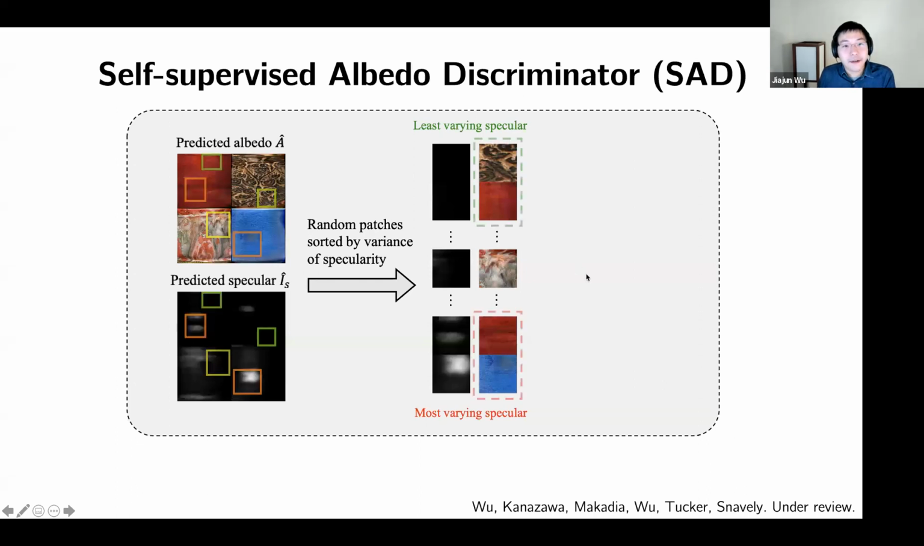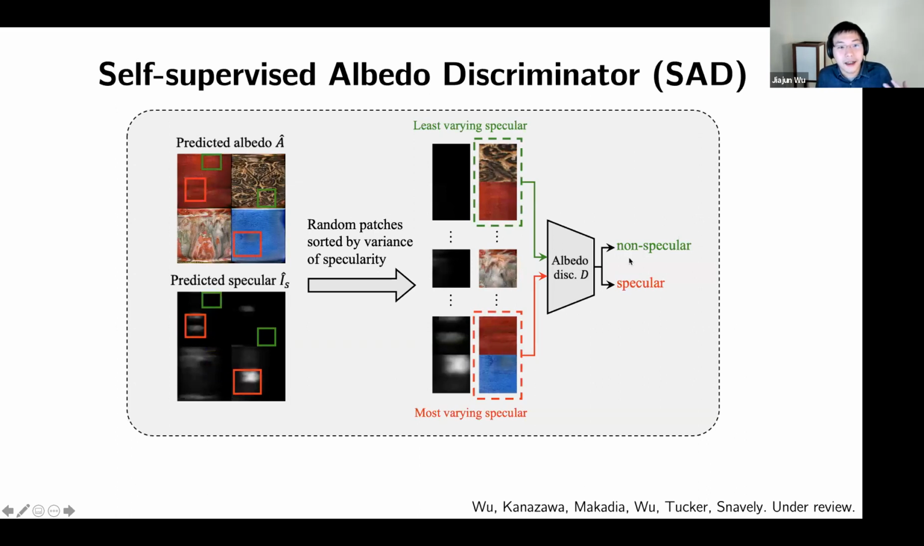And I have a discriminator that tries to classify if a pair of patches are from regions with similar specularity, they're both very dark, or they're from regions of very different specularity. One is very bright and one is very dark.